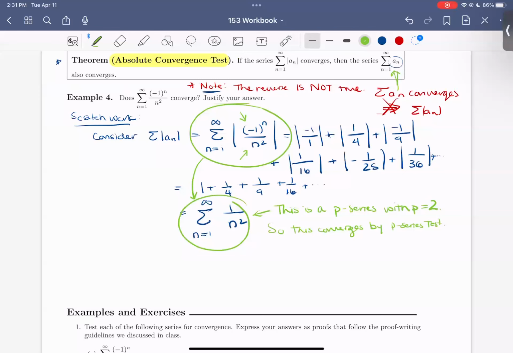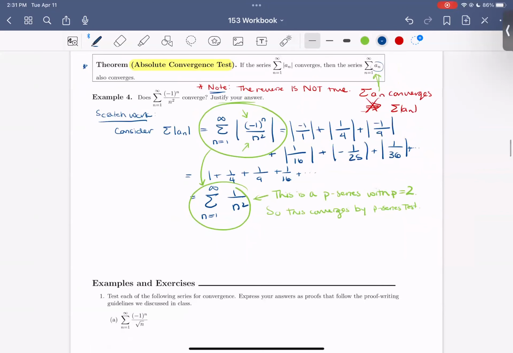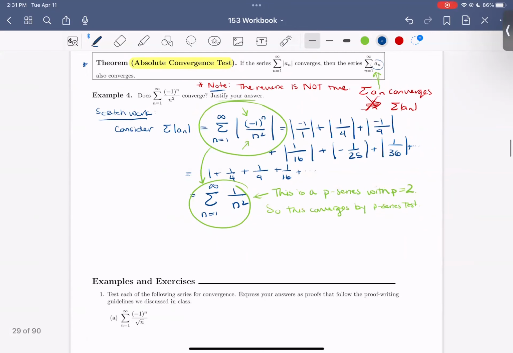And we want to justify our answer, so we want to justify it in a proof. So just to talk through what that would mean: we're going to look at the absolute series and show that it converges using the p-series test. And then using this absolute convergence theorem, since the sum of the absolute values of the series converges, that theorem tells us that the series itself converges. So let's write that out.